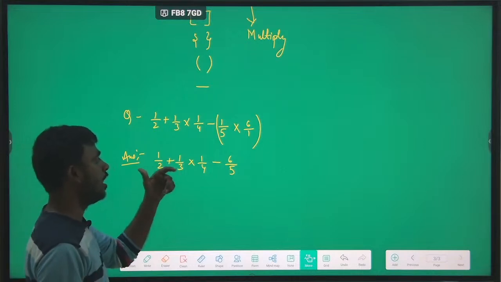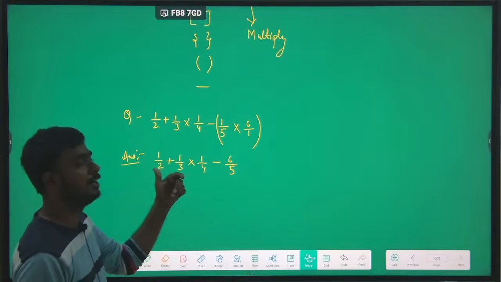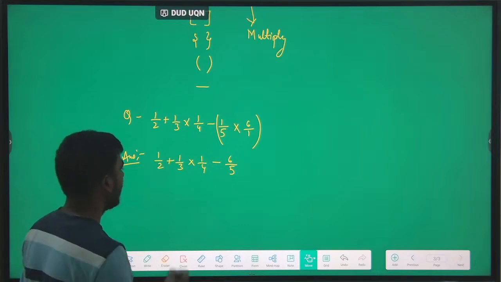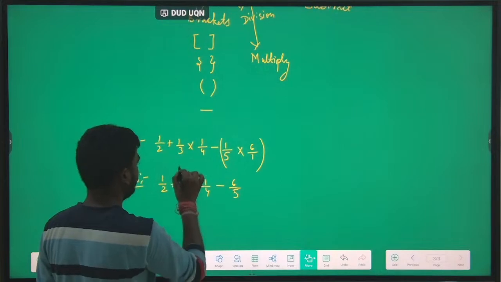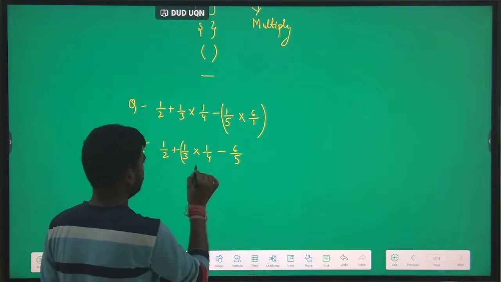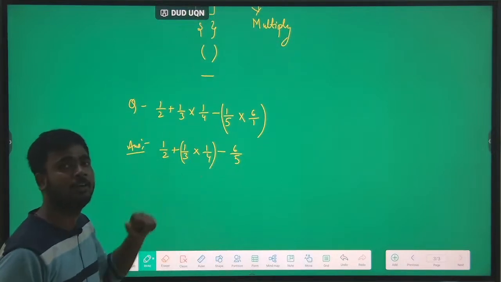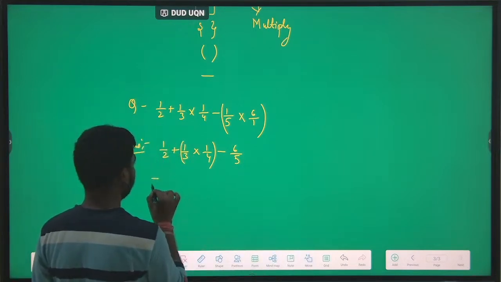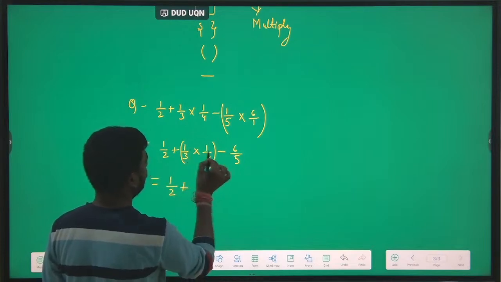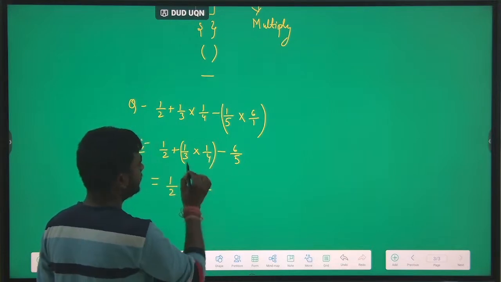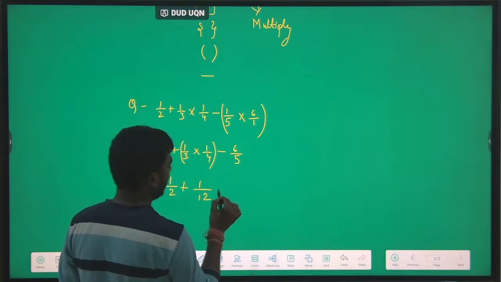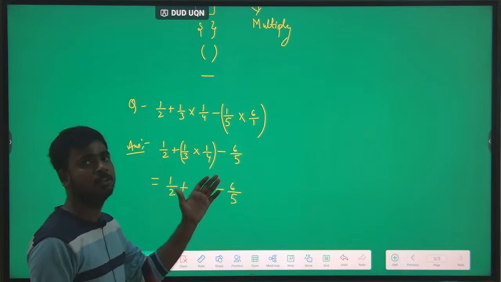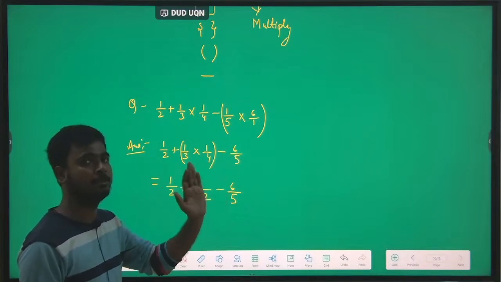After that, after division, for BODMAS, after D comes multiplication. It comes M. So, we have to multiply now. So, this 1 by 3 will be multiplied with 1 by 4. So, what will we get? We will get 1 by 2 plus 1 when multiplied with 1 will give 1. 3 into 4 will be 12 minus 6 upon 5.